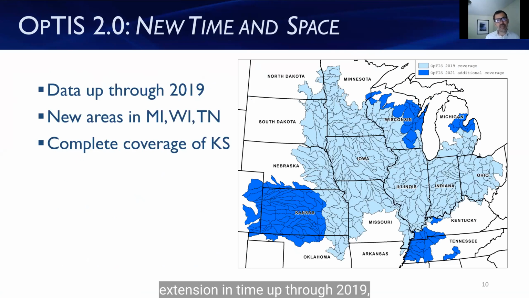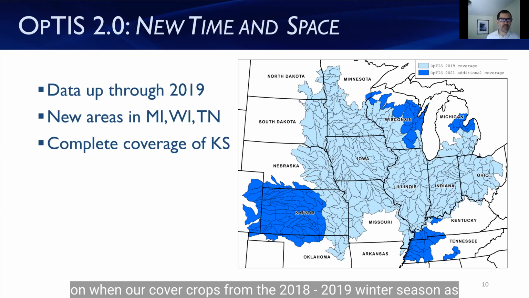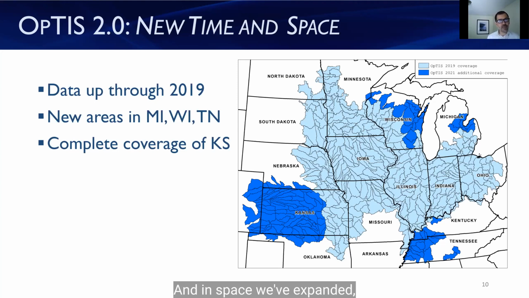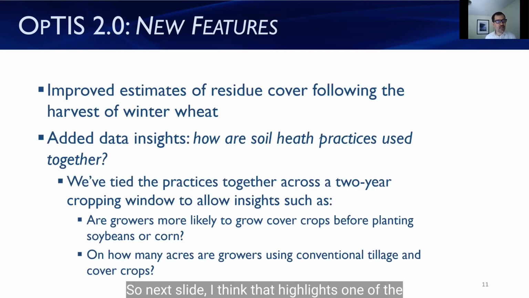So extension in time up through 2019, it's pretty simple. We're including information on winter cover crops from the 2018-2019 winter season, as well as spring tillage in 2019, fall tillage in 2018. And in space, we've expanded, adding new watersheds in Wisconsin, in Michigan, in Tennessee, and Kentucky, and we've expanded to cover all of Kansas. Our expansion across Kansas is our first application in areas where wheat is dominant.